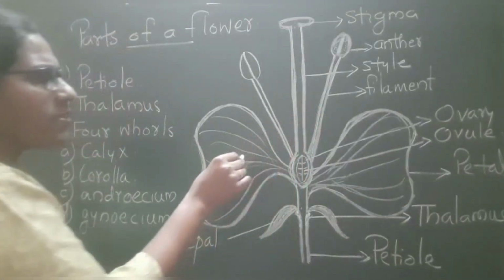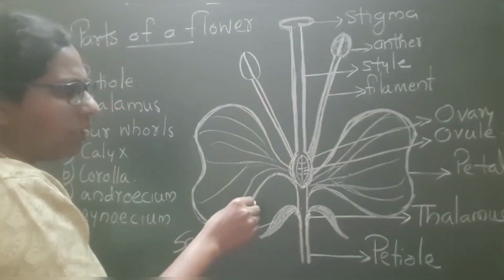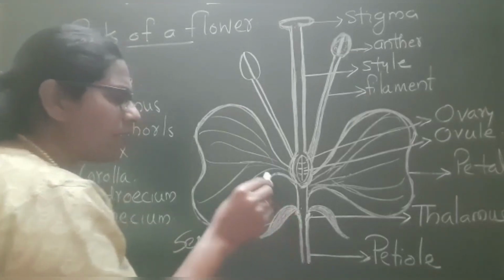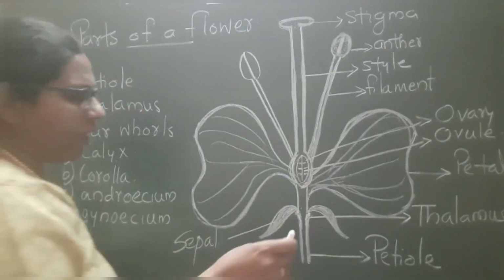And all the flowers don't have all four whorls in them. Some flowers have either the female or the male reproductive organ in them. They are called monosexual flowers.